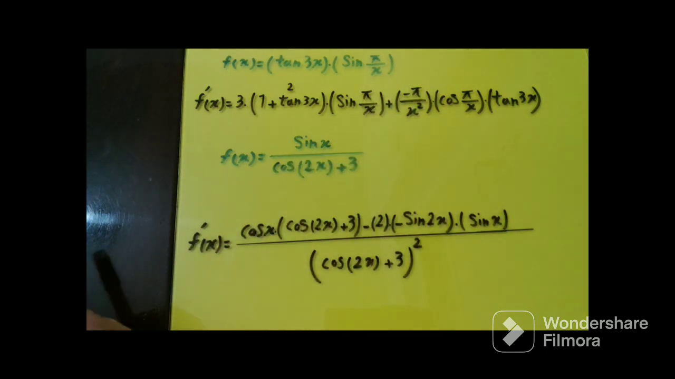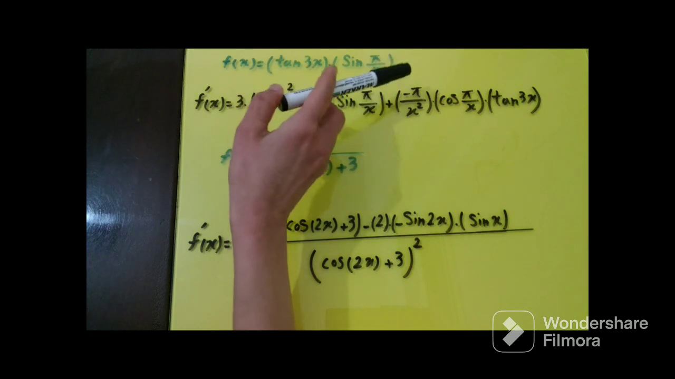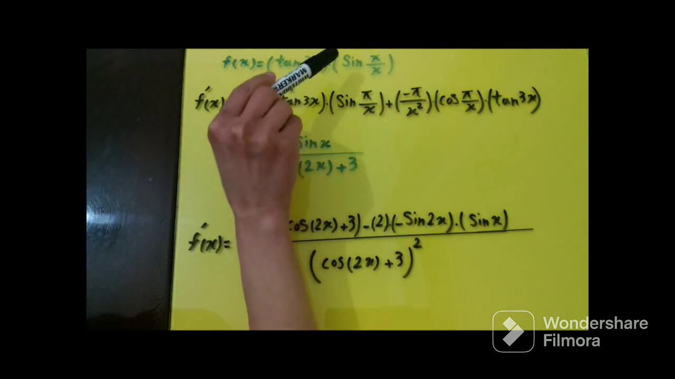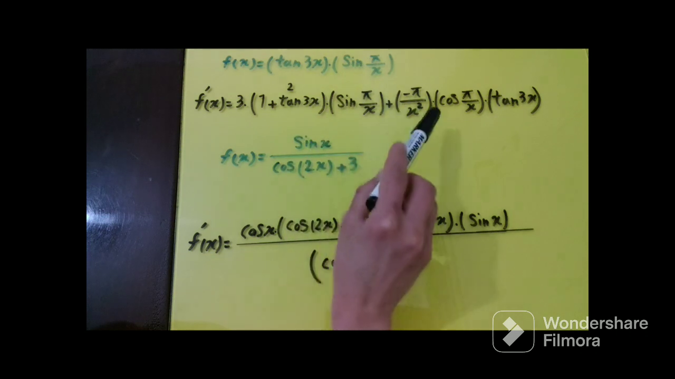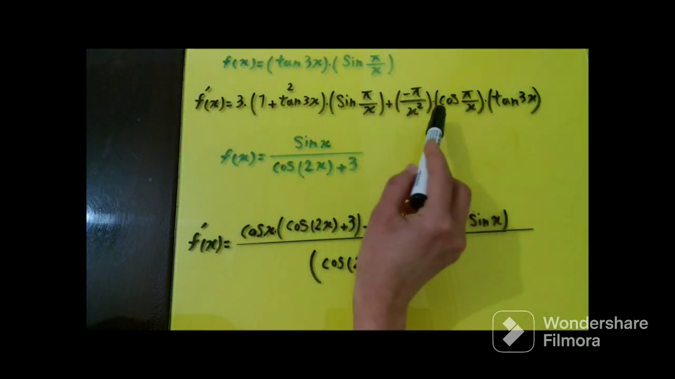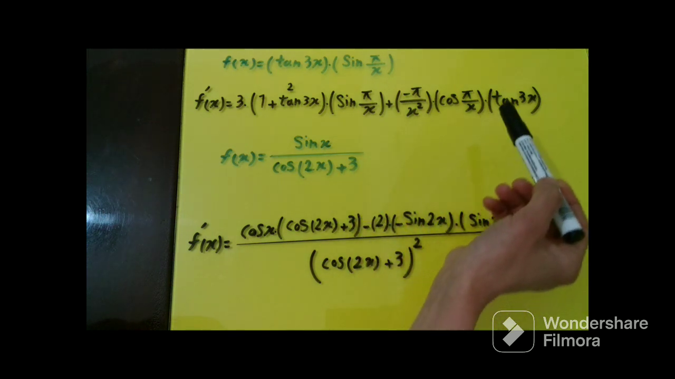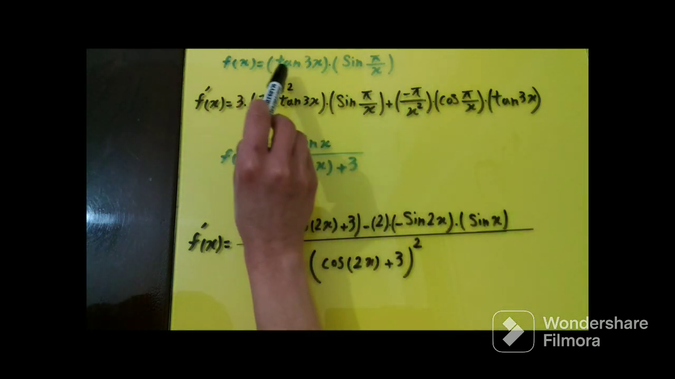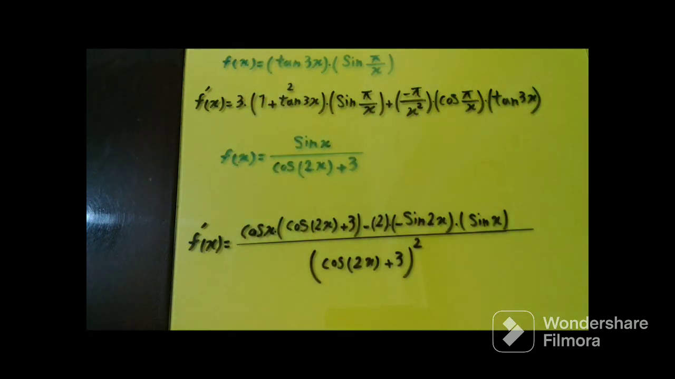And for down, you should repeat x to the 2 times, no, you should get the derivative of sine. The derivative of sine is cosine. So for this term, there is cosine pi over x. No, you should times in this part. Tangent 3x.